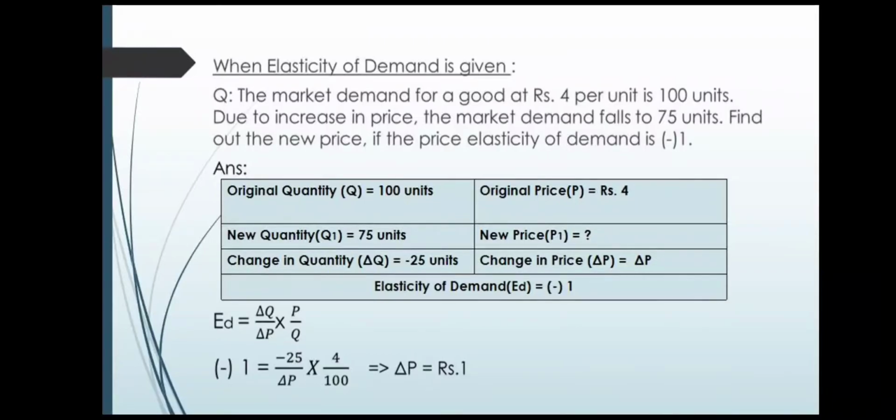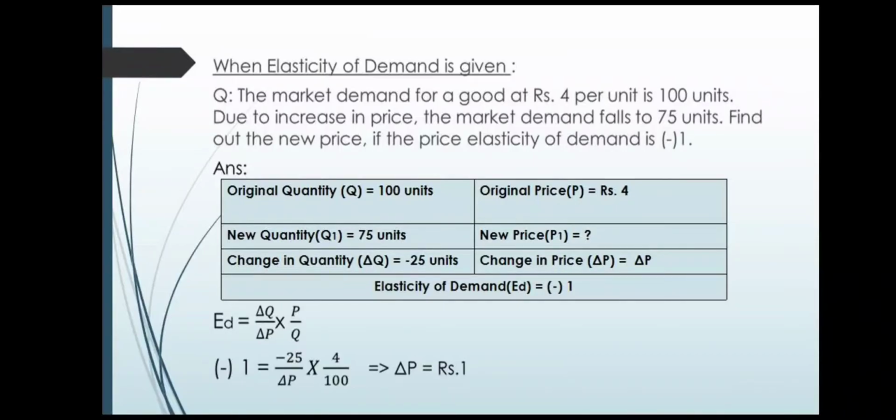So we will put all what is available in the formula. So -1 is equal to -25, that is change in quantity, divided by delta P, multiplied by 4, that is the original or initial price, divided by 100 units, which once calculated we will get that change in price is rupees 1, and as a result new price is rupees 5.